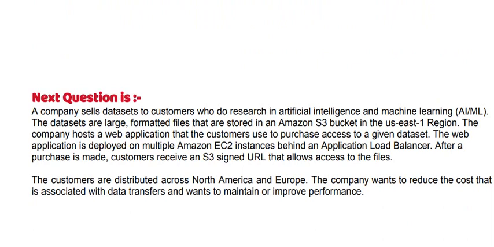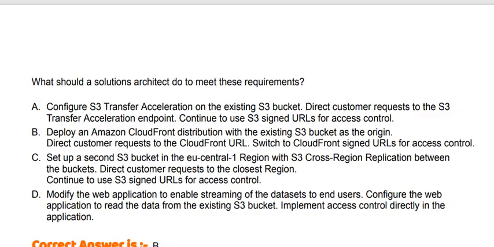The customers are distributed across North America and Europe. The company wants to reduce the cost that is associated with data transfers and wants to maintain or improve performance. What should a solutions architect do to meet these requirements? Option A. Configure S3 Transfer Acceleration on the existing S3 bucket. Direct customer requests to the S3 Transfer Acceleration endpoint. Continue to use S3 signed URLs for access control.